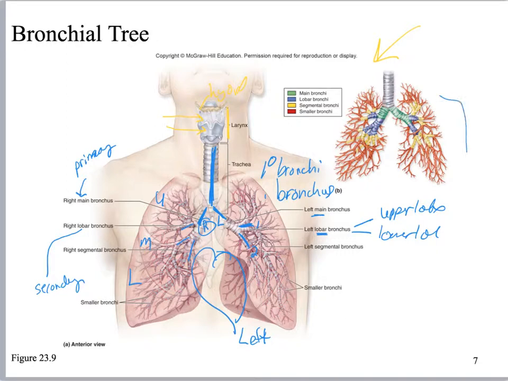So everything that we're looking at here is going to be conducting zone, which basically means you cannot do gas exchange in these areas because the tissue is too thick. All right, let's look at the next slide.